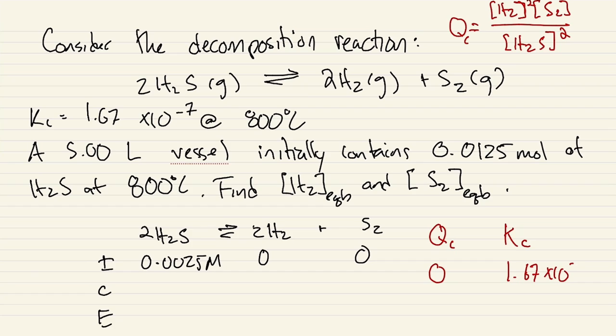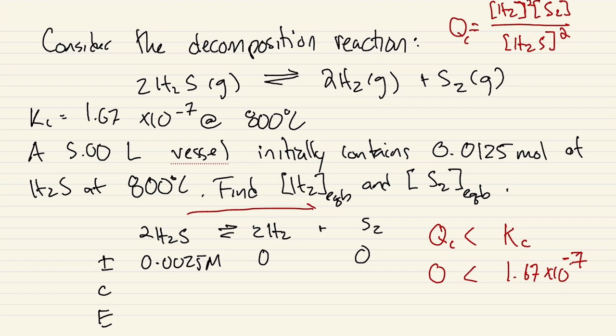1.67 times 10 to the minus 10, right? This is a really small value, minus 7, sorry. This is a really small value, but how does it compare to 0? It's still larger than 0, just slightly larger than 0, right? Which means Qc is still less than Kc. When Qc is less than Kc, that means that we need to make more products to get it to equal the equilibrium value. So that means that the reaction will shift to the right.